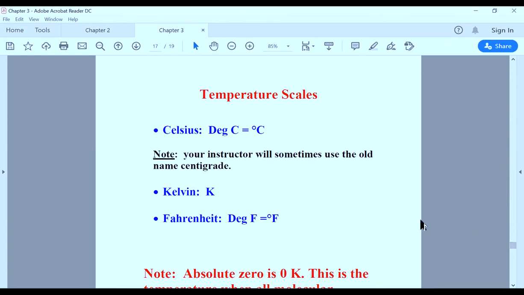There are three temperature scales, how we measure temperature, which is a way of measuring heat energy. One is Celsius, degrees C. The other is Kelvin, K. And finally, Fahrenheit, which is degrees F.